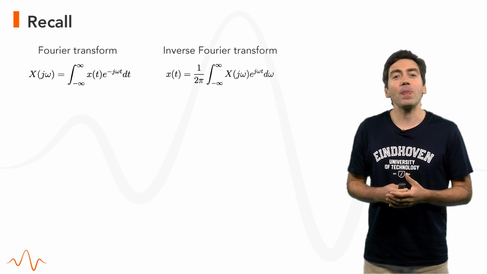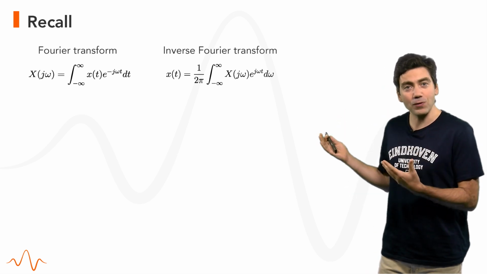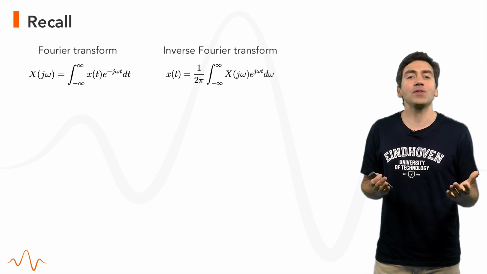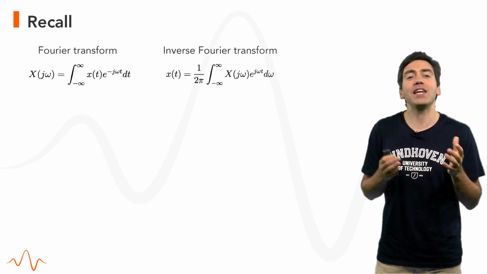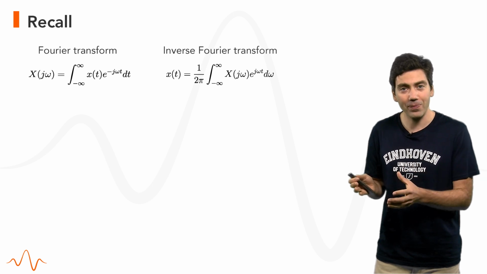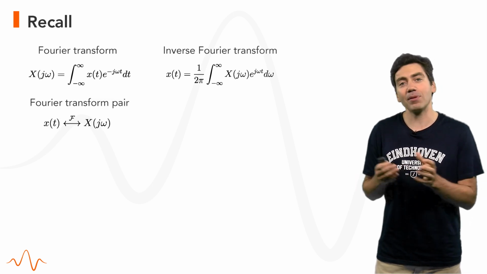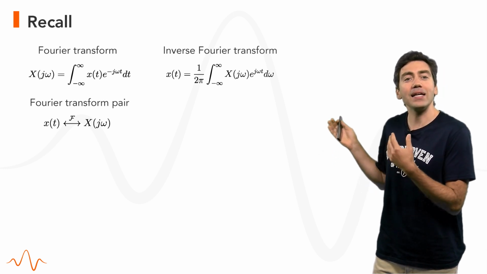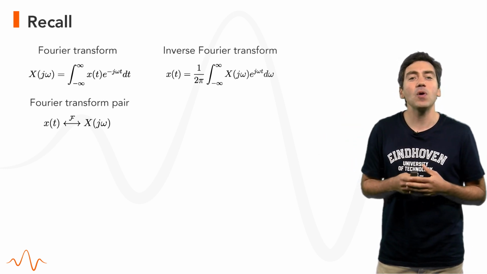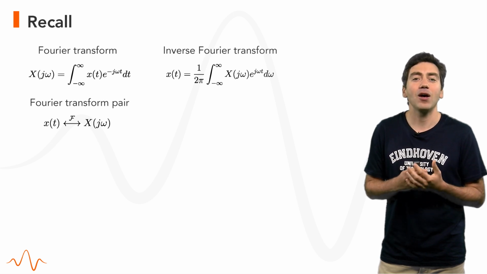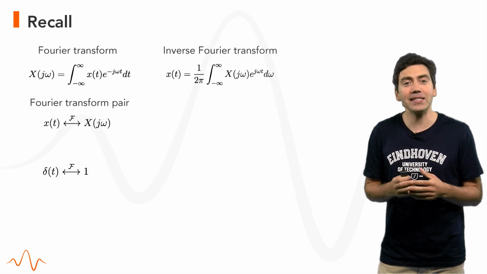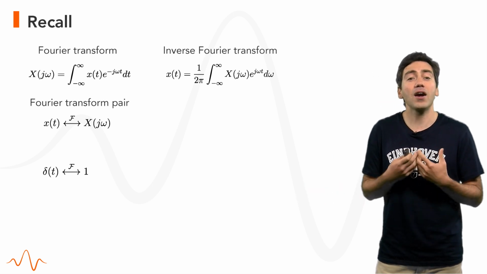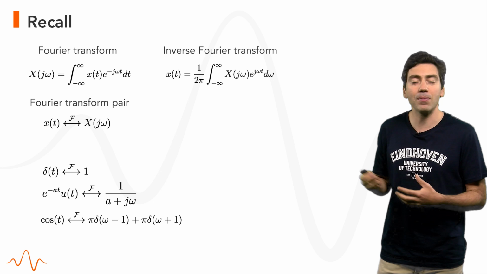The Fourier transform and the inverse Fourier transform formulas are given here. These define a one-to-one transformation between any signal x of t and a Fourier transform capital X of j omega. We can then call x and capital X a Fourier transform pair. And this will be denoted from here on by this notation, a two-sided arrow with a calligraphic capital F on top. For instance, we can say that the Dirac in time and the constant function 1 in frequency are Fourier transform pairs, and other examples are also given here.